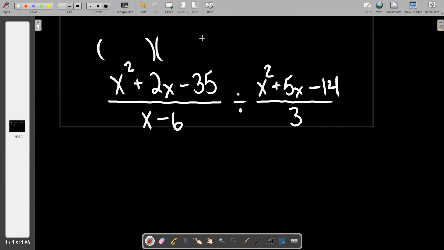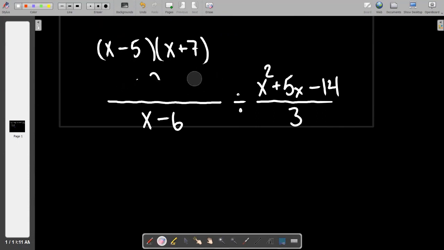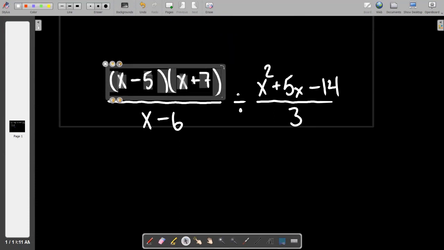Good job. So that's x minus 5 and x plus 7, right? So you can replace, just like you've been doing with rational expressions. Anything can be factored, just factor. Because that's all we're trying to do is expose parts and pieces that can cancel other parts and pieces. And then what else do you see?